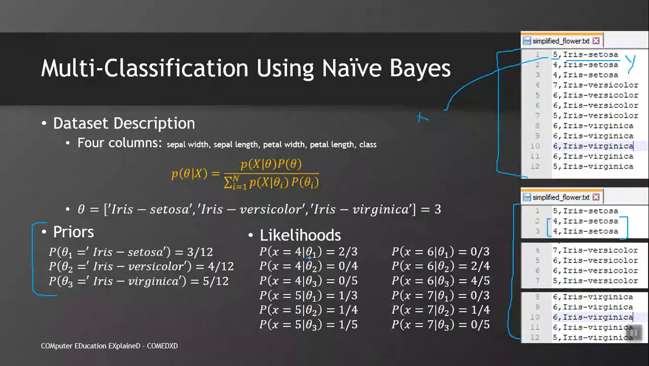Remember, we are talking about theta 1, so class 1. We know about class 1 that there are 3 instances in total and 2 belong here. So, we write it like this, 2 over 3. Similarly, what is the probability that x is 4 given class 2? That is 0 by 4. In this class there is no instance which contains the value 4. And what is the probability that x is 4 if we take class 3? Again there is no instance which is 4, so we will say that it is 0 by 4.